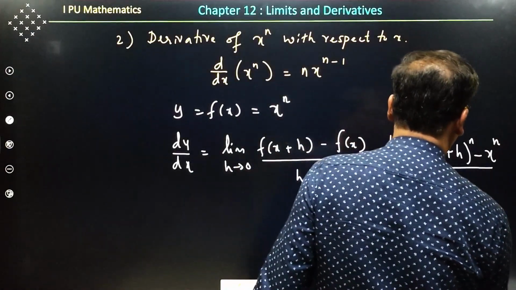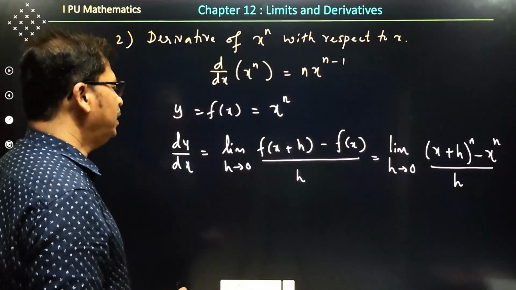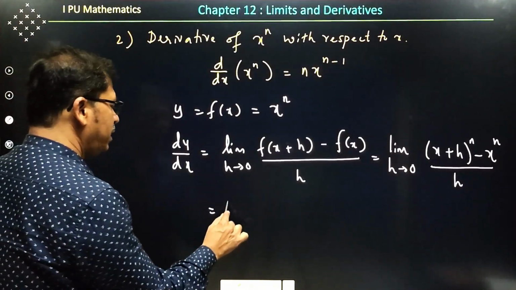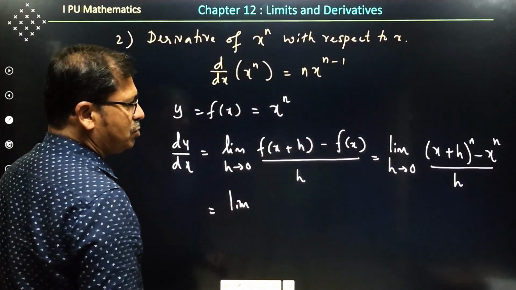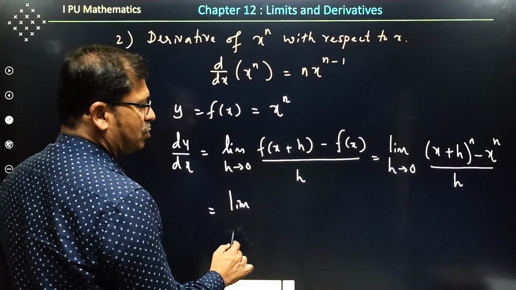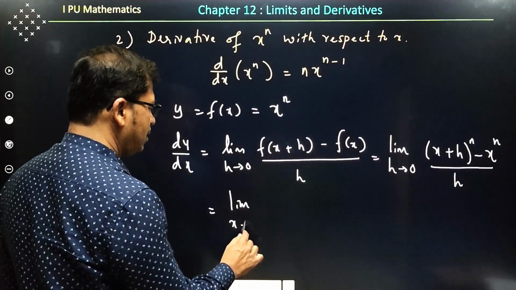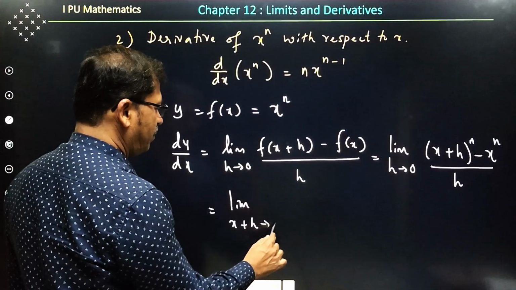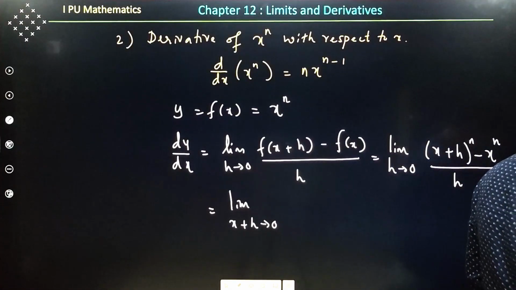Whole divided by h here. See, one adjustment I would like to do here. This is equal to limit h tends to 0. Instead of h tends to 0, I would like to write x plus h tends to 0. Just observe here. x plus h tends to 0.